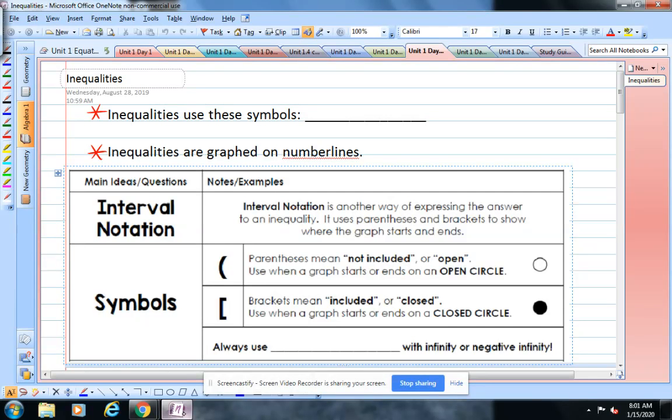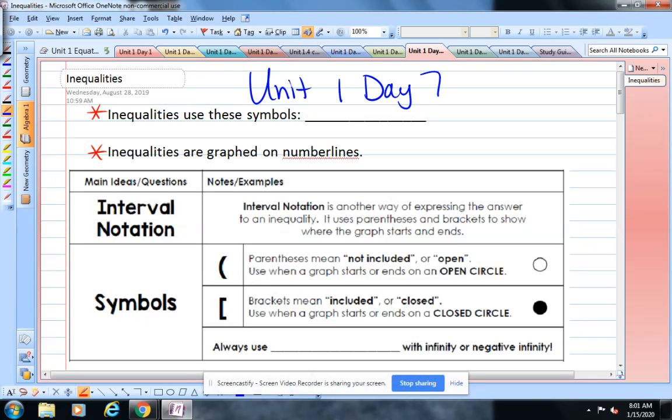We're going to be doing Unit 1, Day 7. So if you want to keep it in line. Unit 1. All right, this is Unit 1, Day 7.